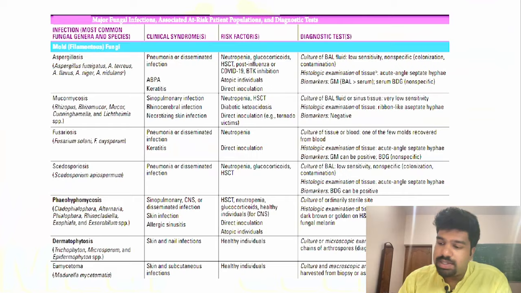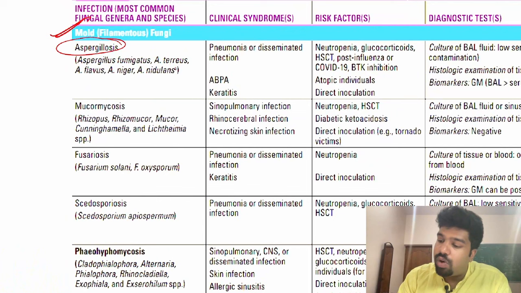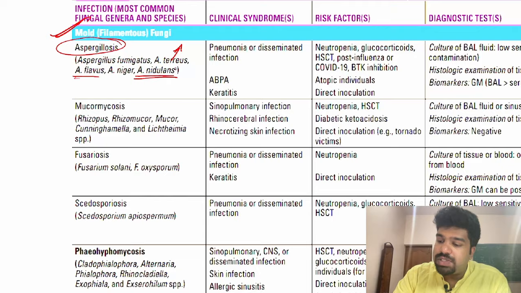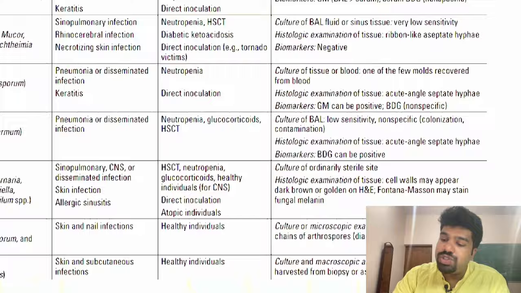Then you come to the filamentous molds. Okay, most important, Aspergillus. I have already told you the importance of Aspergillus nidulans. Aspergillus terreus is going to be invasive in nature. It is a very invasive infection causing Aspergillus in the blood. Aspergillus flavus, Aspergillus niger. Then you have mucormycosis. I have told you mucor has sporangiospores. These are all conidia.